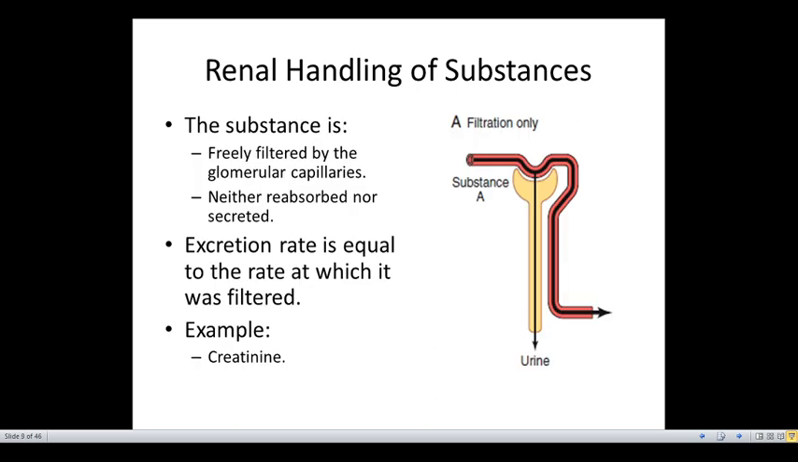The first one, have a look at the figure on your right hand. The substance is being freely filtered by the glomerular capillaries. It is neither reabsorbed nor secreted. So, the excretion rate is equal to the rate at which it was filtered. And an example of such a substance is creatinine.